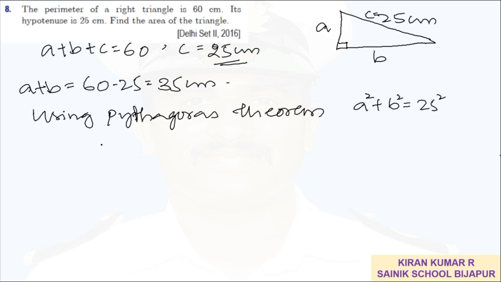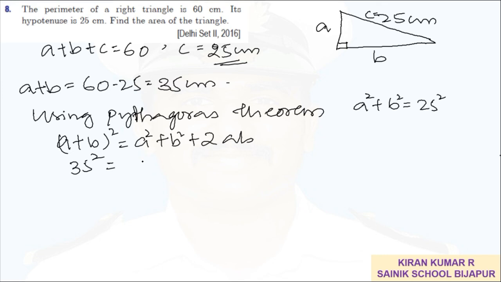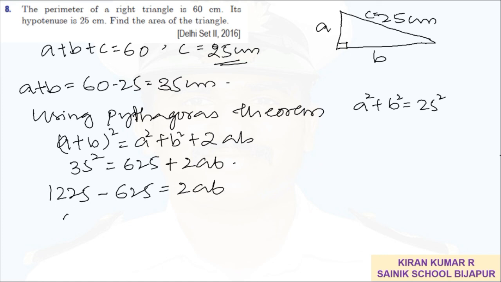Let me use (a plus b) whole square, which will be a square plus b square plus 2ab. Here a plus b is 35, so 35 square will be equal to a square plus b square, which is 625, plus 2ab. This 35 square is 1225, minus 625 equal to 2ab. So we will get ab value as half of 600, which is equal to 300.